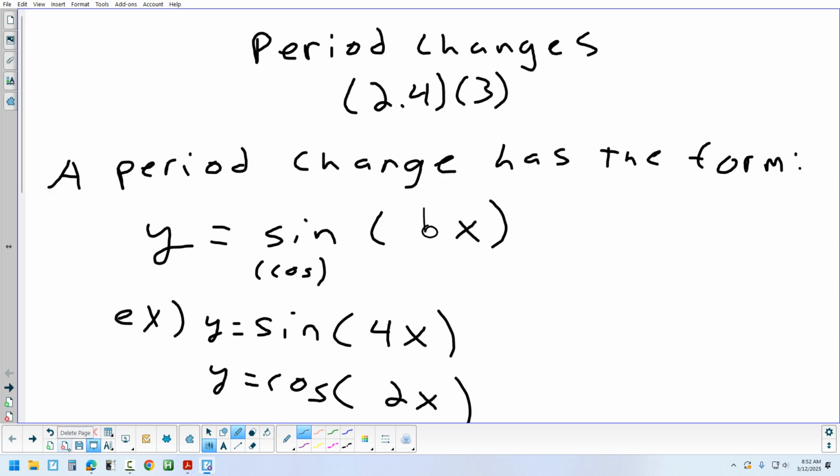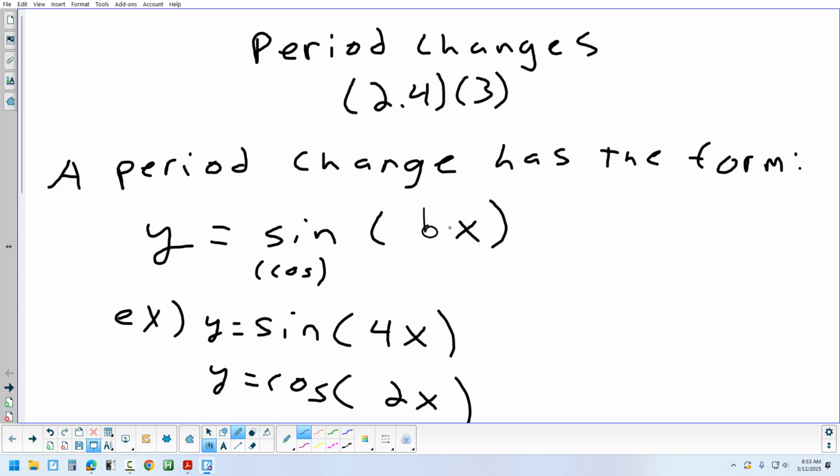So two things we want to look for. The first thing is with a period change, the number that you're using is inside the parentheses. That's back the way it was the first day. Okay, so it's inside the parentheses. And the next thing you want to look for is the type of arithmetic you're doing. It's multiplication. Okay. Because it's inside, that's going to make it do something horizontal. And because it's multiplication, that's going to make it stretch or compress.